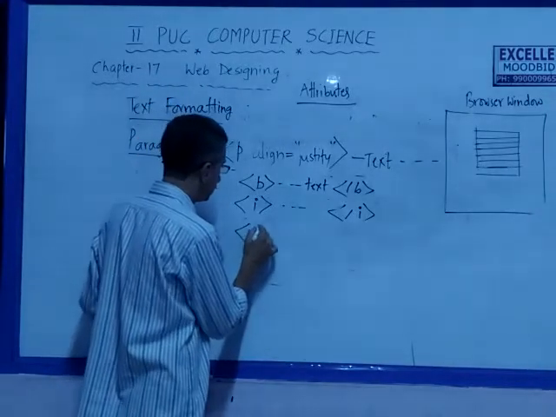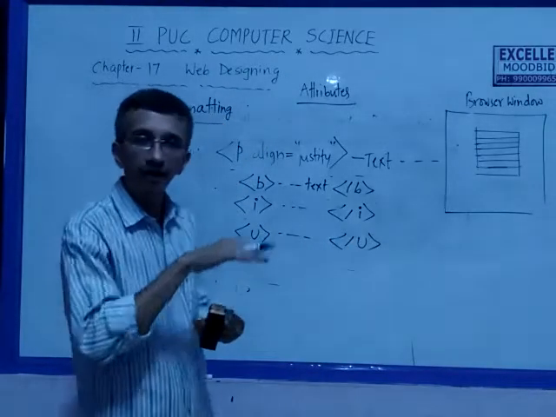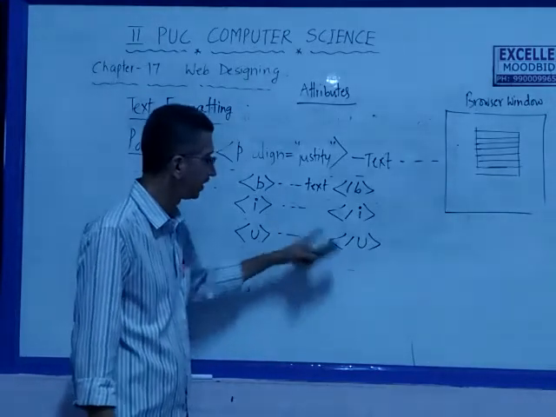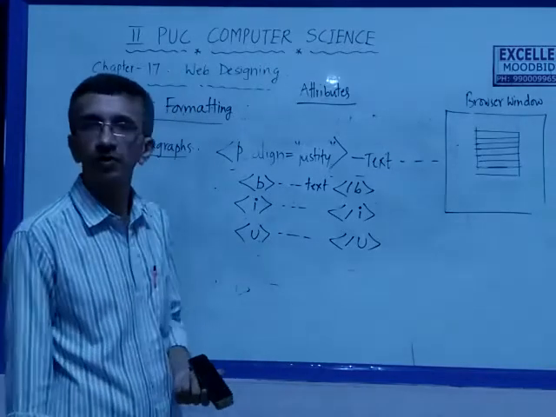Then underline, this is to underline the text. Text will be underlined by default when you apply this. So the text between these two tags, opening and closing U, will be underlined. So these simple text formatting tags you can make use of.